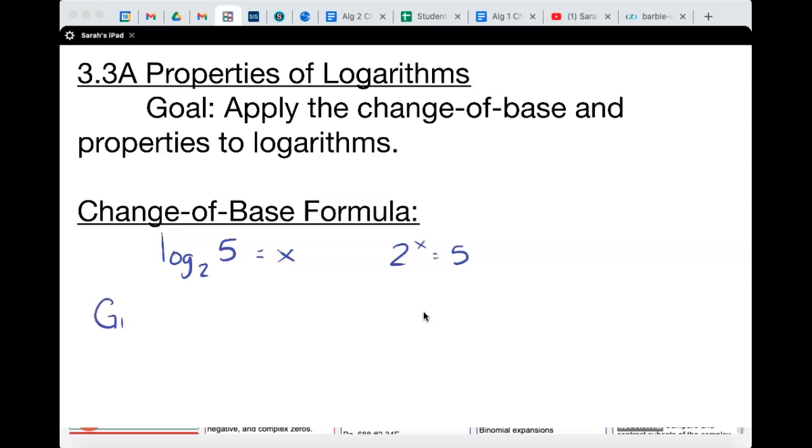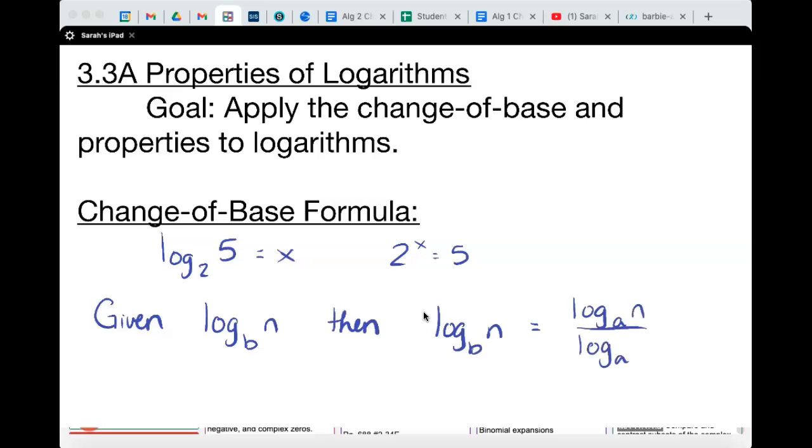So if you're given, let's say, log base b of n for a number, then this is actually equal to log base a of n over log base a of b. So I can rewrite it with a different base if I write it as a fraction.